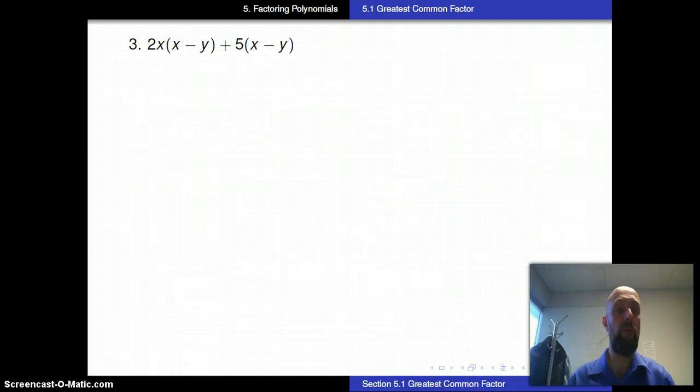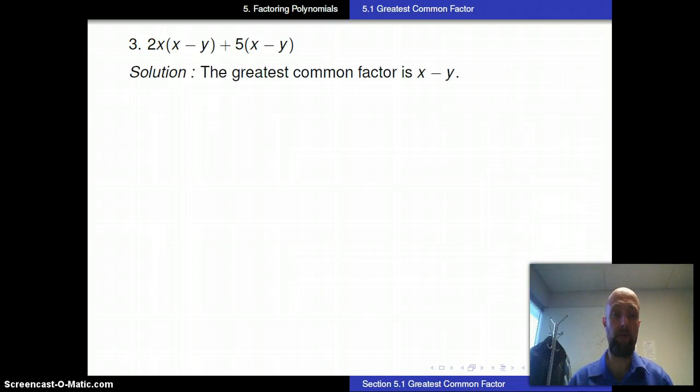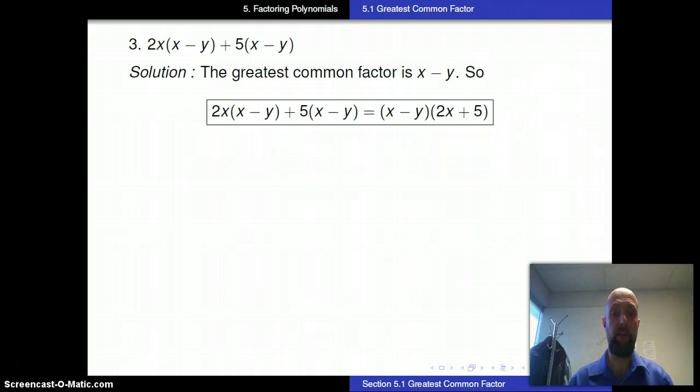Third example, 2x times x minus y plus 5 times x minus y. The greatest common factor here is x minus y. Both terms are already factored, so the only thing left to do is to factor out x minus y. And we get x minus y times 2x plus 5, which is immediately our final answer.